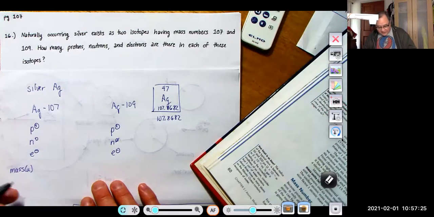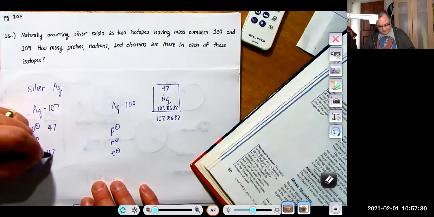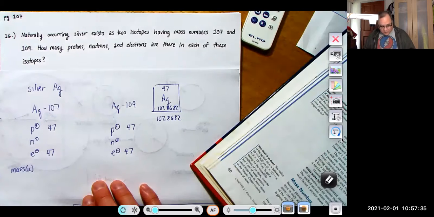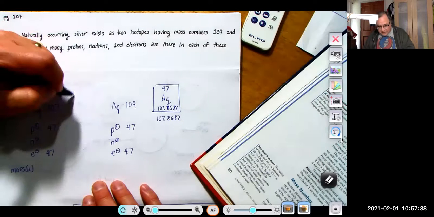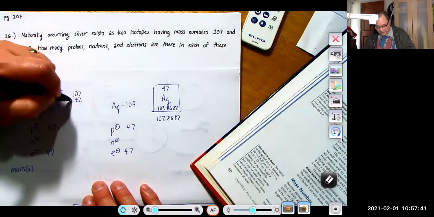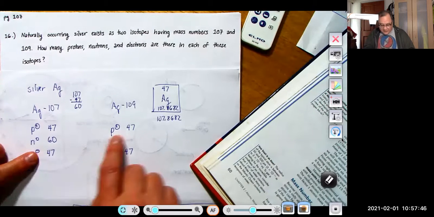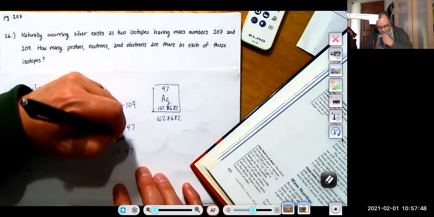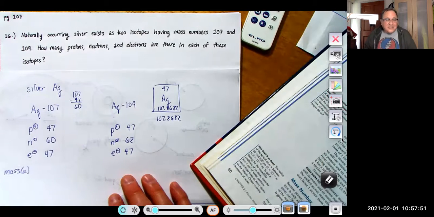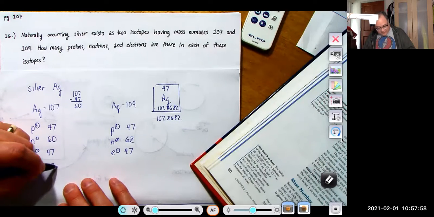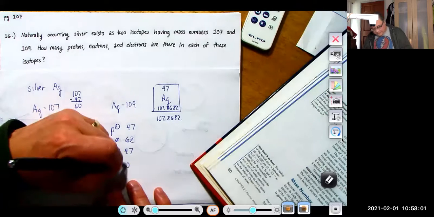The number of protons is 47. Number of electrons is 47. And that's for both isotopes. The number of neutrons here is going to be 107 minus 47. So that's 60. So this has 60 neutrons, and clearly this has 2 more, so I'm just going to write 62. Now for a problem like this, I don't expect to see your addition subtraction stuff. I just expect to see the answers. Now the mass here is 107 amu, and this is 109 amu.